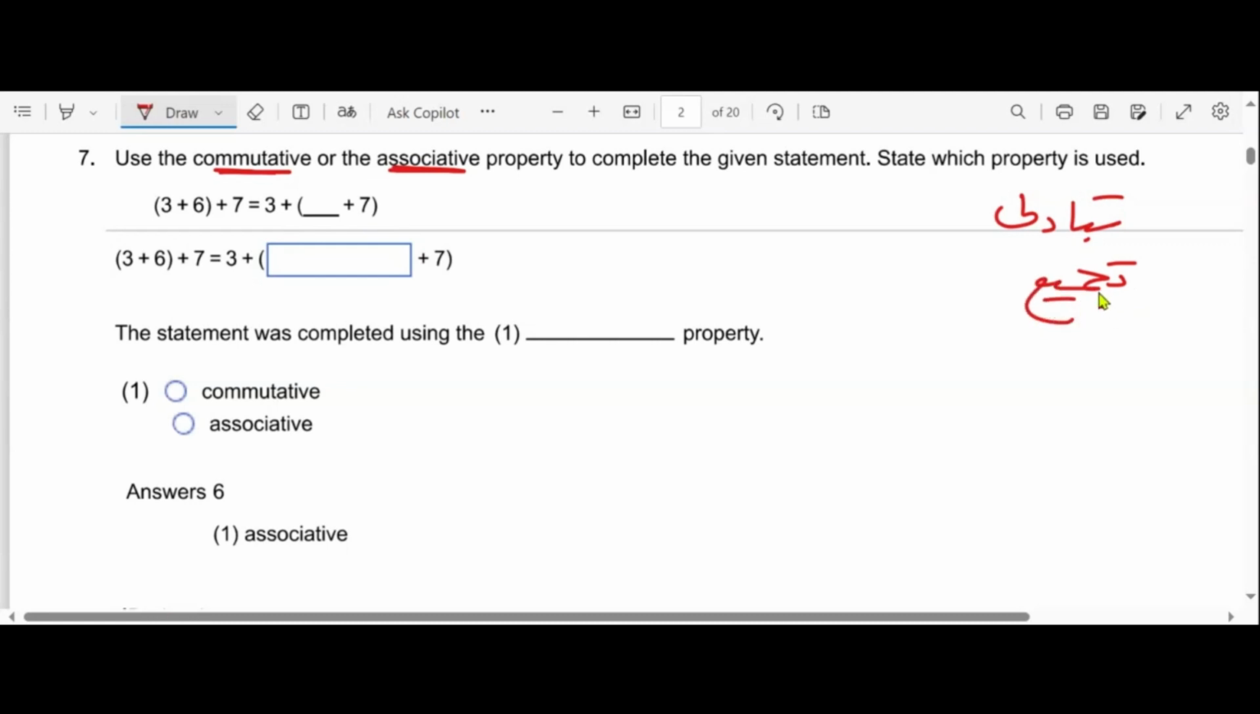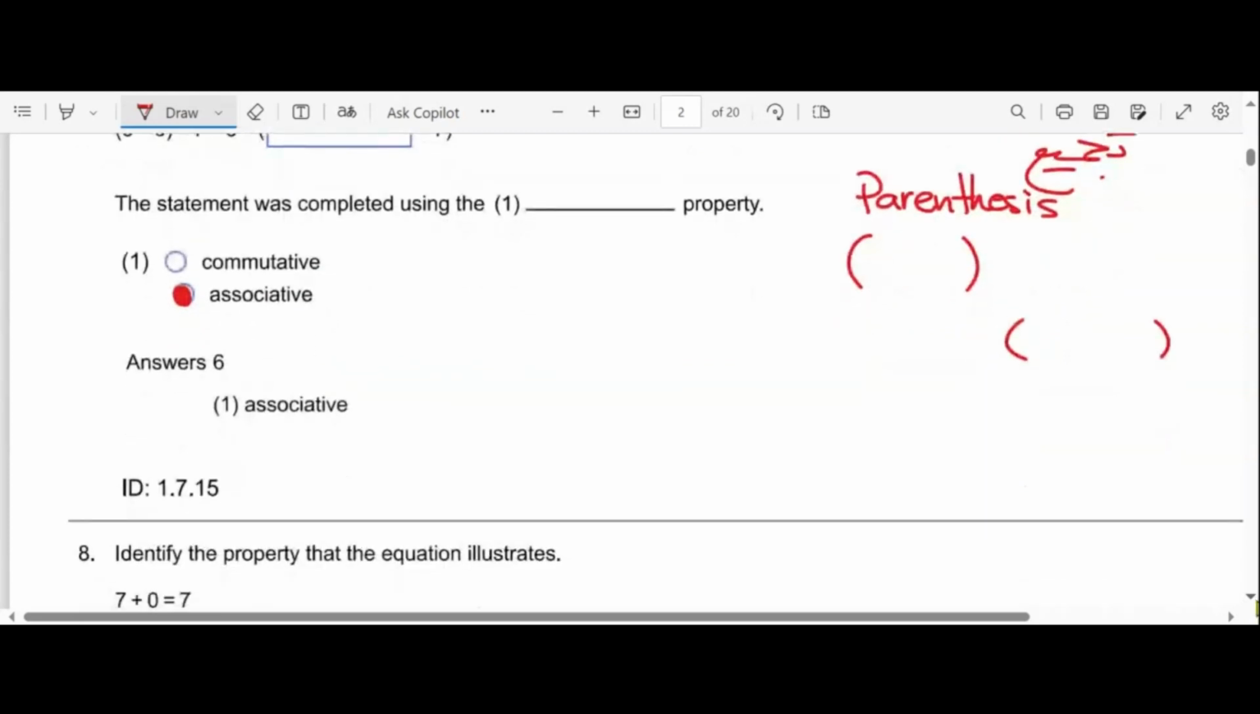All right, so here we have 3 plus 6. Now it's going to be 3 outside, and where should we put 6? So that's what type of, what are we doing? Associative. Why? Because one time here and one time here. Okay, that's dealing with what? Parentheses. Okay, easy.